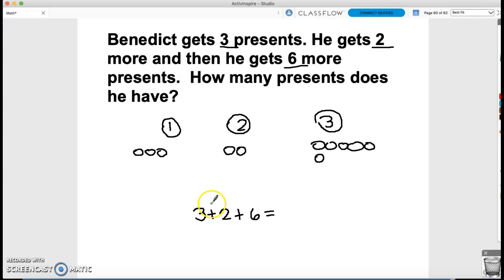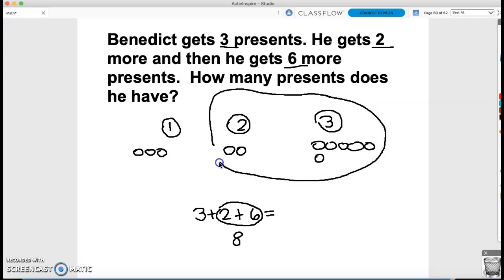Now I have to figure out how I'm going to add this. And I know that 6 plus 2 is 8. So I'm going to add these 2 first. 6 plus 2 is 8. But I see in my picture I still have my 3 that he got at first. So I need to make sure I add that in. 3 plus 8.